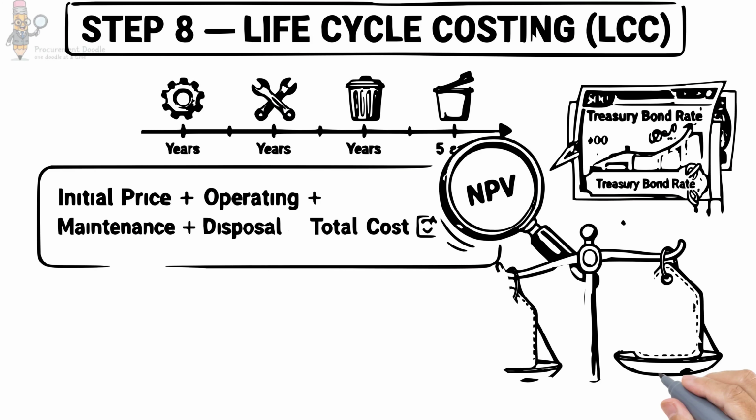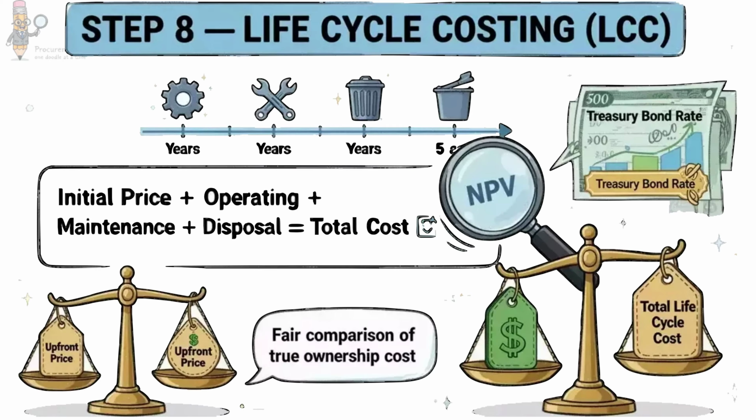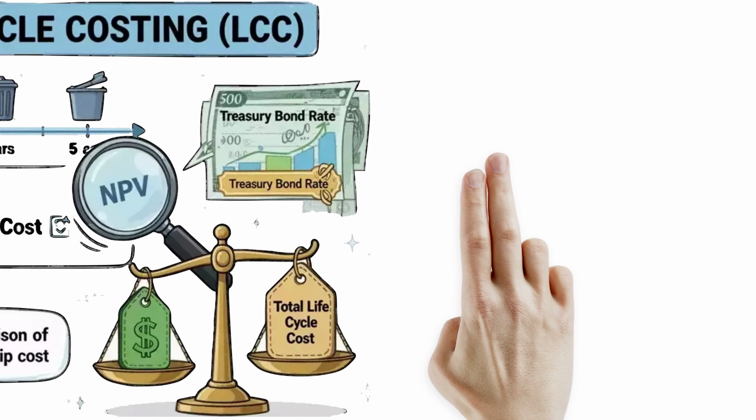Step 8 applies life cycle costing where operating or maintenance costs are significant. The total considers the initial purchase price plus all future operating, maintenance, and disposal costs. These future cash flows are discounted to net present value using the Treasury bond rate, ensuring a fair comparison of total ownership cost, not just the upfront price.